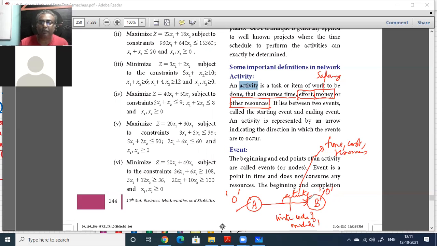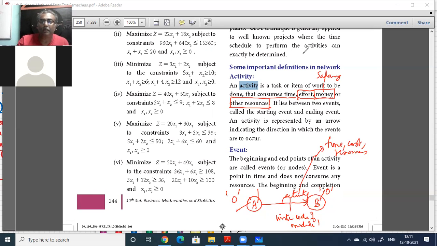See, this event is the completion of writing of module 1 code. This event is the beginning of writing of module 1 code. So that event will not consume any time or resource because it is not an activity. It is just a node there.